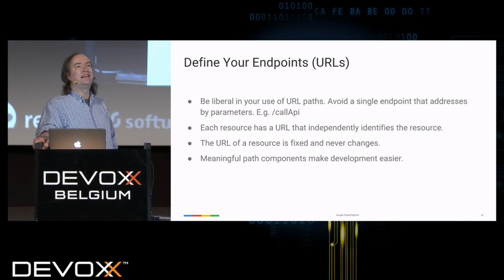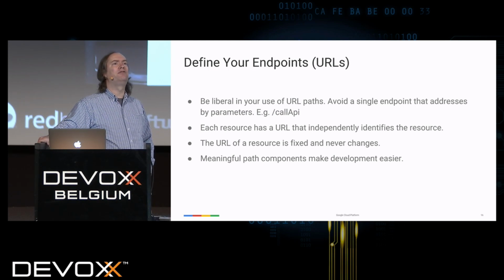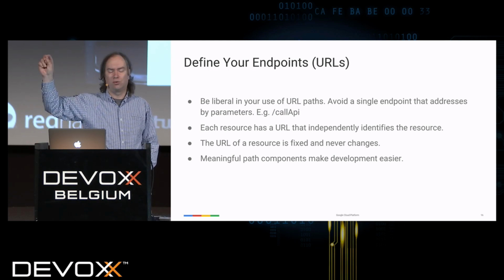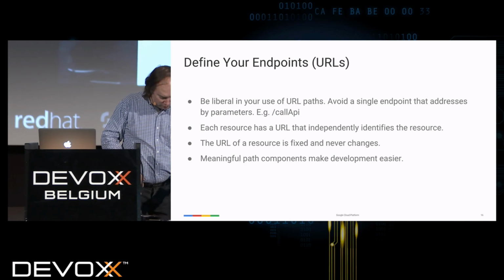The next point is officially against the rules, but I like it anyway. If you have meaningful names in your path components, human readable strings in English or whatever language, it makes development easier, it makes clients happier, even if technically URLs are supposed to be opaque strings. It's just easier to work with if you use meaningful path components.